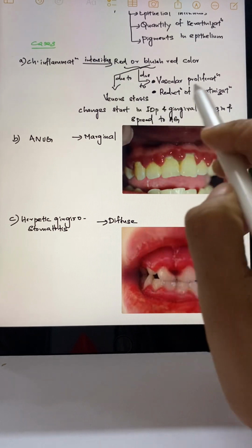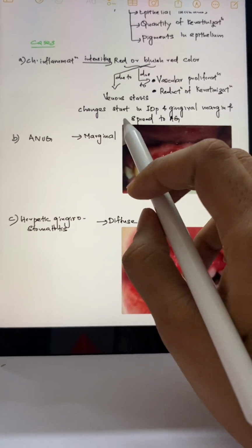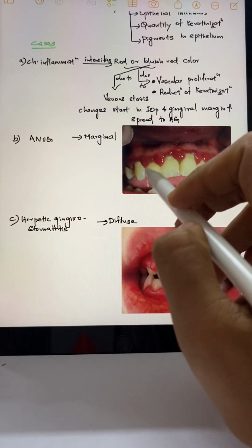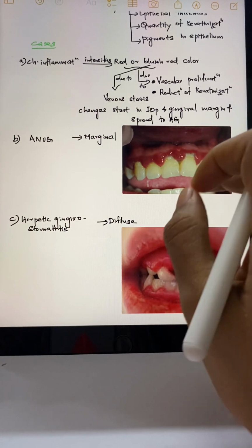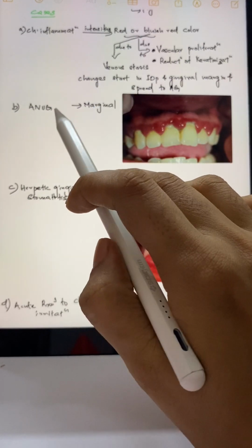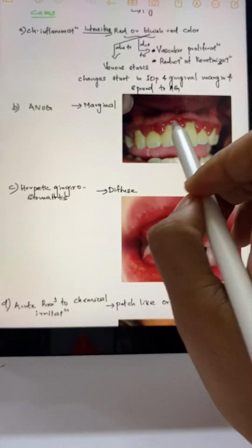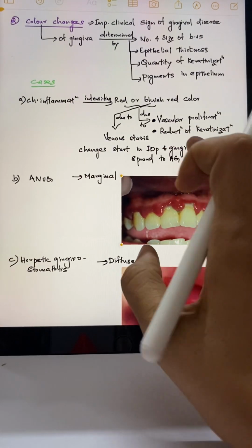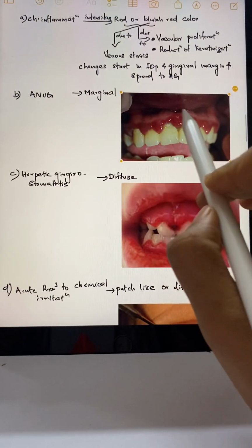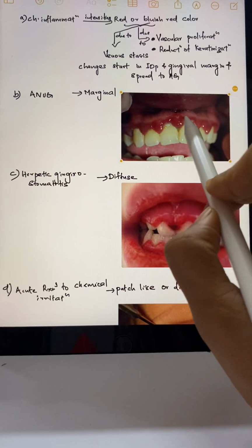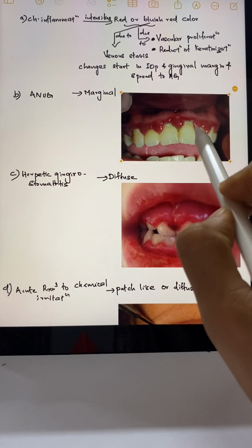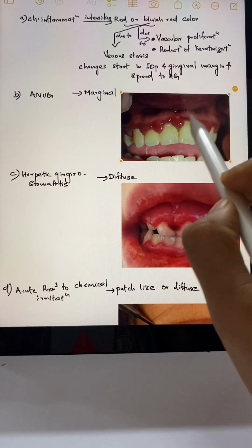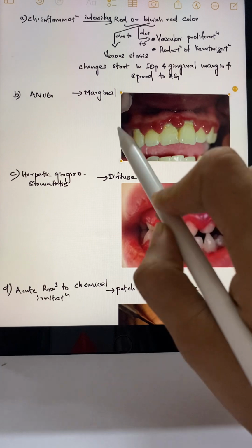And these color changes start in the interdental papilla and the gingival margin, and then spread to the attached gingiva. In case of ANUG, that is the acute necrotizing ulcerative gingivitis, the color change can be seen only in the marginal gingiva. If you see the picture, you will understand that the more red color can be seen along the marginal gingiva and does not affect the attached or other areas.